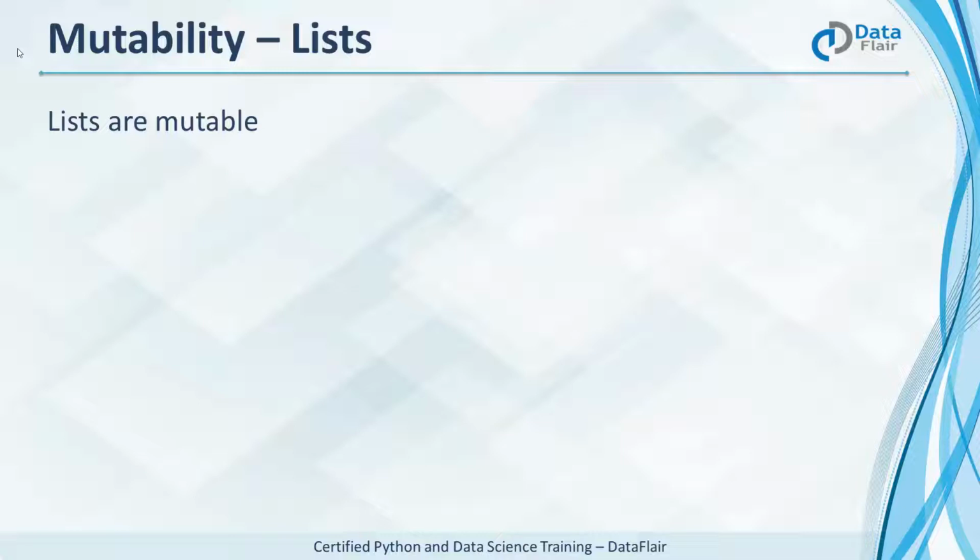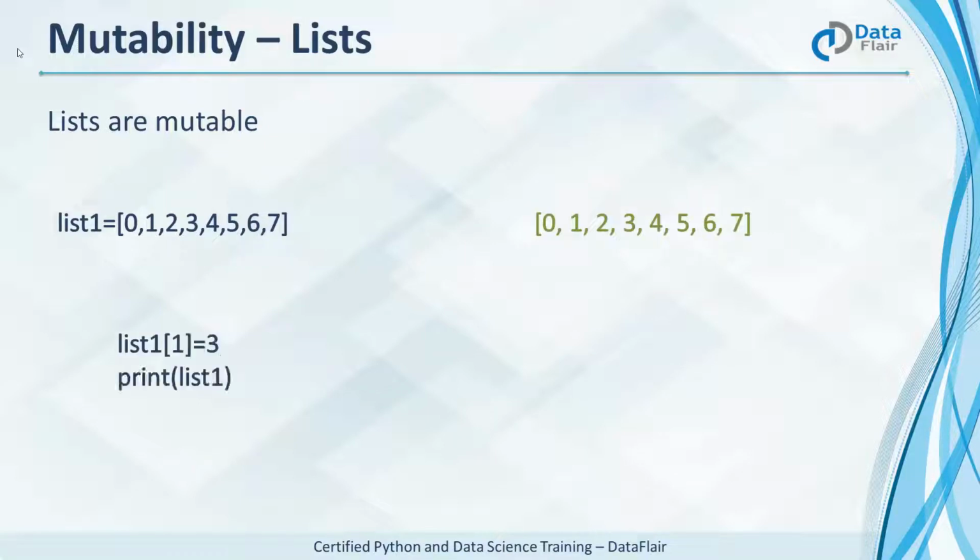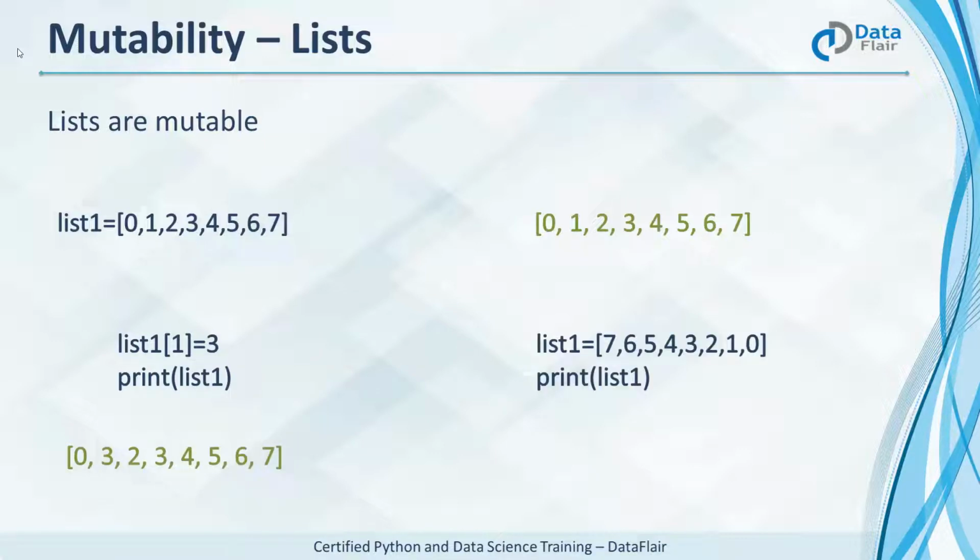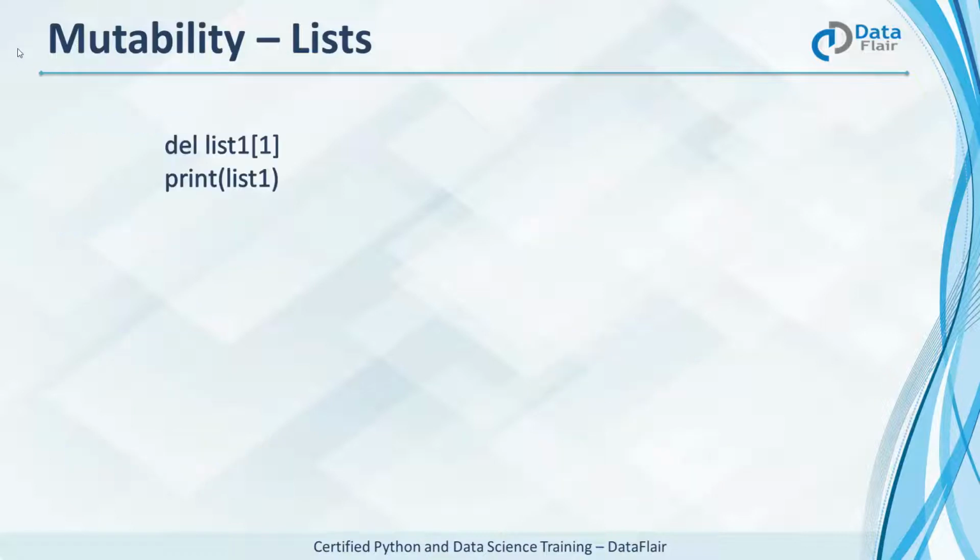Lists are mutable. It would be inconvenient if you defined them and then could not make any changes to them. But we can. List 1 has 8 items. Let's change the second element to 3. Successful. Now if we assign an entirely new list to this name, list 1 is now this new list. We can also delete an element or print a slice with the fourth element and a head.